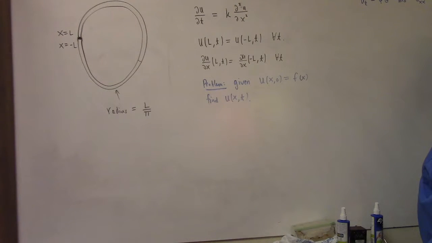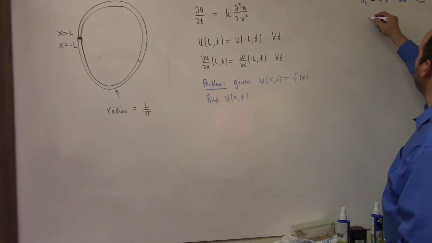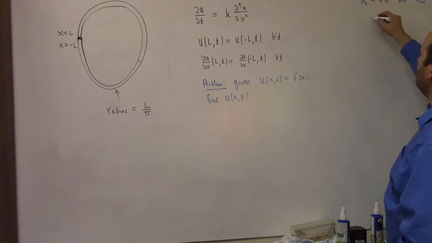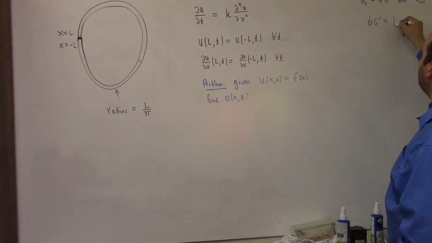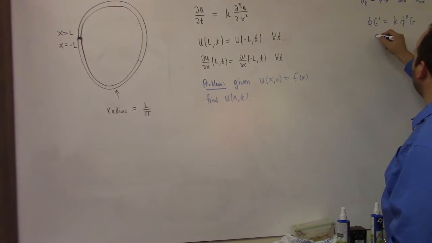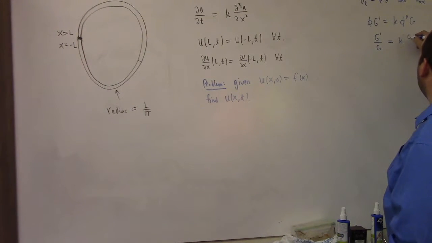Phi prime prime g, right? So if we plug those in, we get phi g prime equals k phi prime prime g, which of course gives us g prime over g equals k phi prime prime over phi, right?